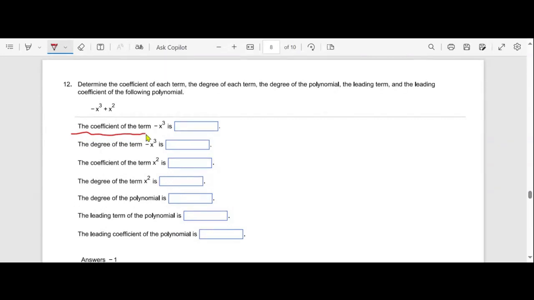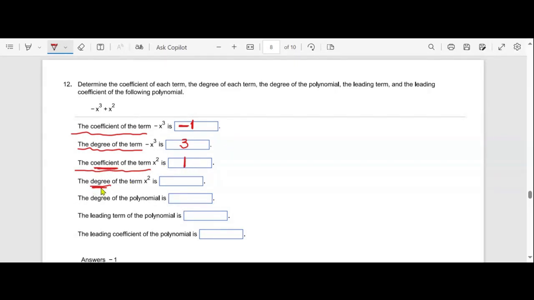What is the coefficient of negative x cubed? -1. What's the degree of negative x cubed? 3, right? What's the coefficient of x squared? 2? No, wrong. He said the coefficient, he didn't say the degree. 1. He said the coefficient.